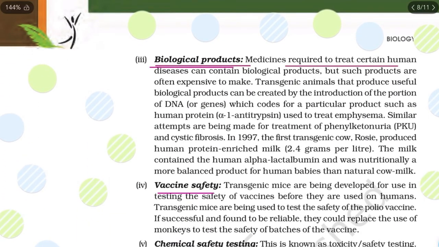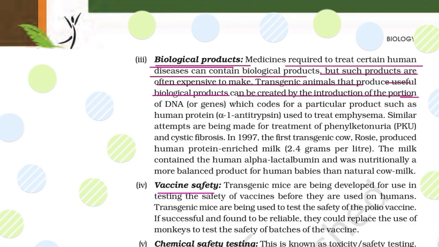Biological products. Medicines required to treat certain human diseases can contain biological products, but such products are often expensive to make. Transgenic animals that produce useful biological products can be created by introduction of a portion of DNA or genes which code for a particular product, such as human protein alpha 1 antitrypsin used to treat emphysema. Similar attempts are being made for treatment of phenylketonuria (PKU) and cystic fibrosis.